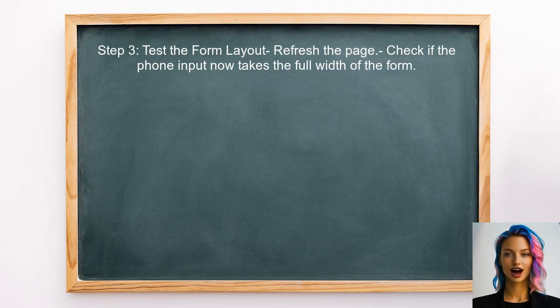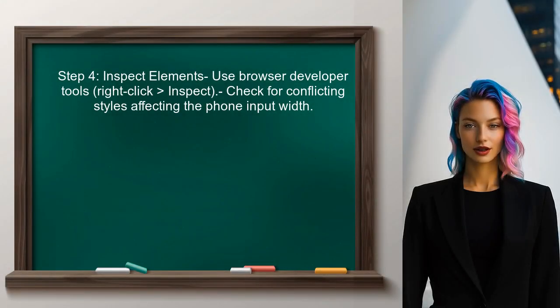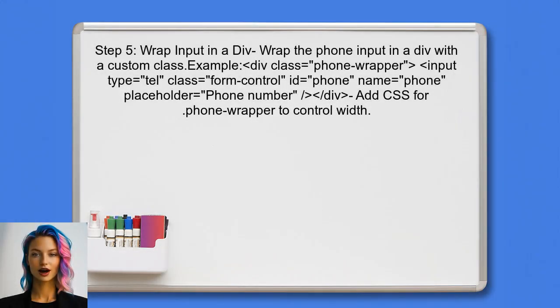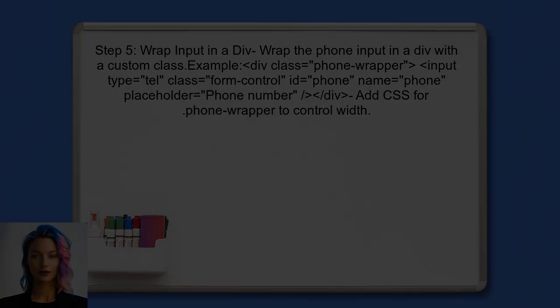After adjusting the CSS, the user should test the form to see if the phone input now occupies the full width. This can be done by refreshing the page and checking the layout. If the issue persists, the user may need to inspect the elements using the browser's developer tools. This will help identify any conflicting styles that might be affecting the width of the input. Finally, if all else fails, the user can consider wrapping the phone input in a div with a specific class that enforces the desired width. This can help isolate the input from other styles.